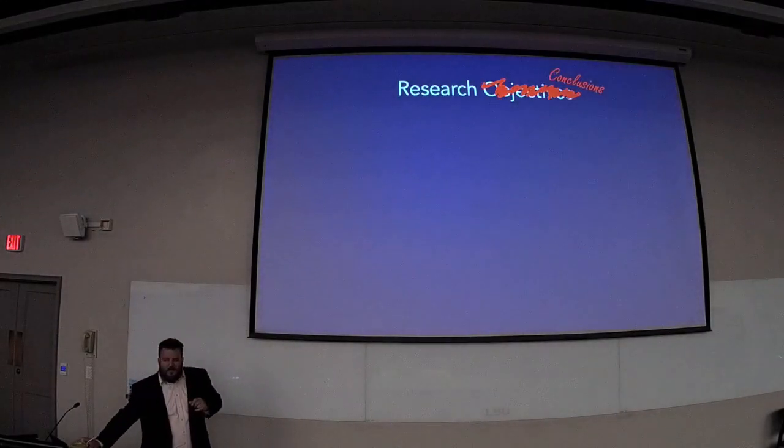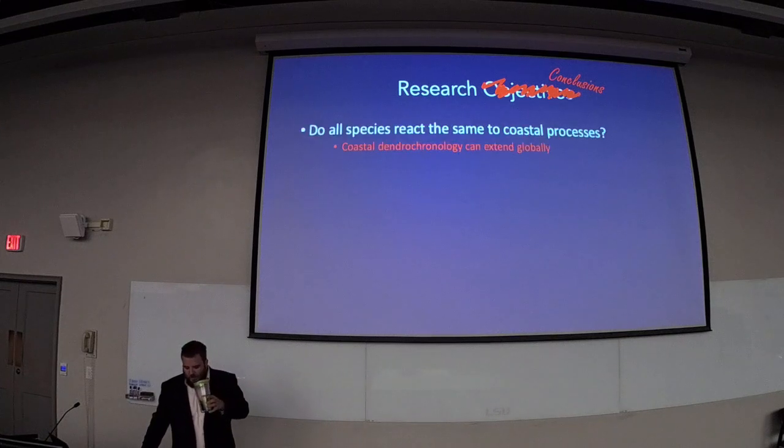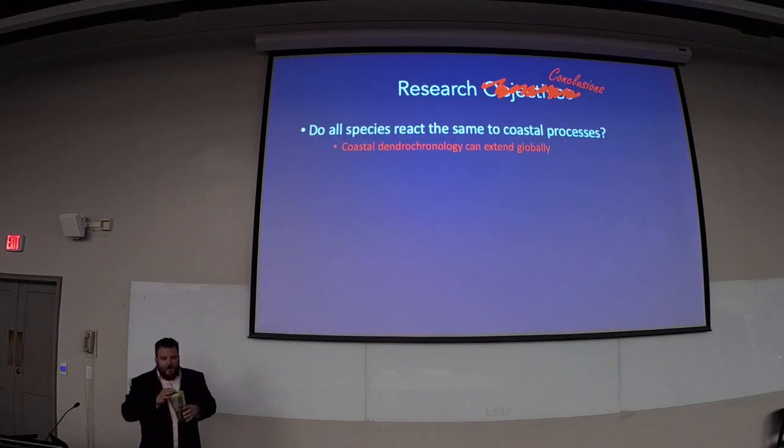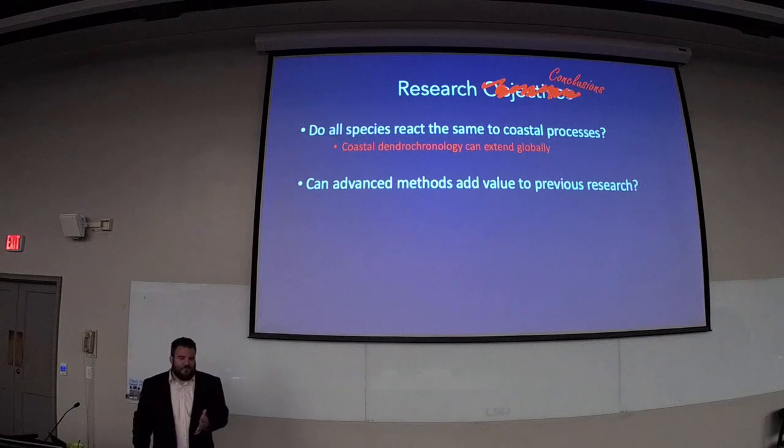So we're going to go back and make our first conclusion, a fairly simple, fairly quick conclusion. Coastal dendrochronology can extend into new species and probably globally. So it's not just these one set of trees in coastal Mississippi that work. It's probably going to be able to extend globally. That's a really good first question to answer, because without that we can't try to answer this next question.